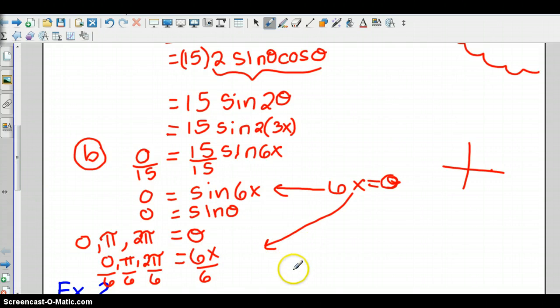So I'm going to come over here for my final answer. X should be either 0, because 0 divided by 6 is 0, or pi over 6, or pi over 3, if you simplify that one, in order to make f of x equal to 0. So if I use 0 as my x, or pi over 6 as my x, or pi over 3 as my x, my function will equal 0.